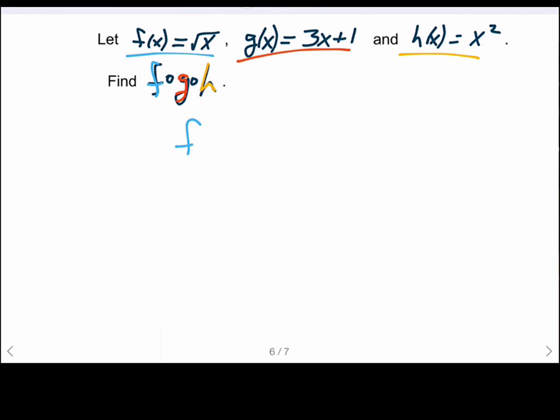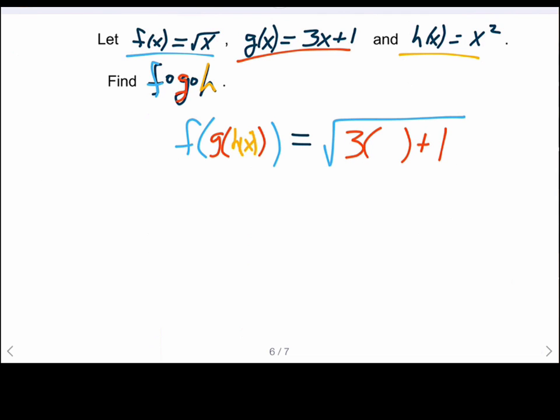In other words, I'm going to take f of x, but I'm going to put g of x inside of it, and h of x inside of g of x. So starting from the outside in, f of x is the outer function, f of x is the square root function, so I'm going to draw a big square root. G of x is 3x plus 1, so I'm going to write that down as 3 times something plus 1. And then h of x is the something, so x squared. So ultimately what we have is the square root of 3x squared plus 1.